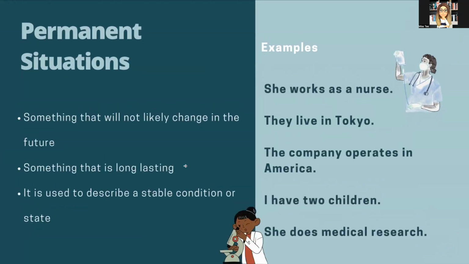Now here's the last case that we'll look at today. We also use the present simple tense when we're talking about permanent situations. So something that will not likely change in the future, something that is long lasting, and it is used to describe a stable condition or state. Some examples.